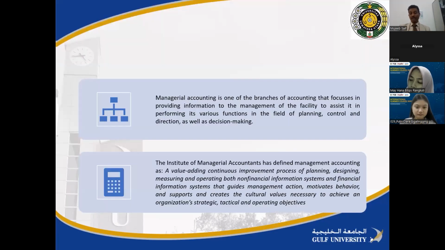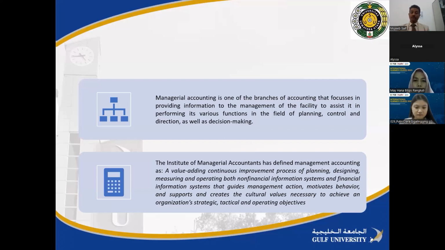Actually, managerial accounting is one of the branches of accounting. As you know, in accounting, we have financial accounting, we have cost accounting, we have government accounting, there are a lot of branches in accounting. This managerial accounting is one of the branches, but it focuses on providing information to the management. So we will provide information to the management.